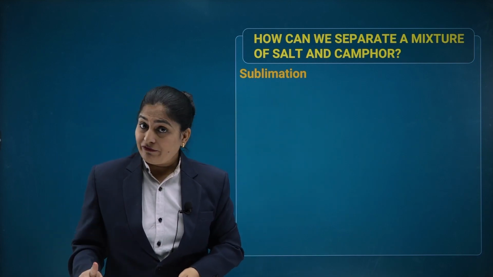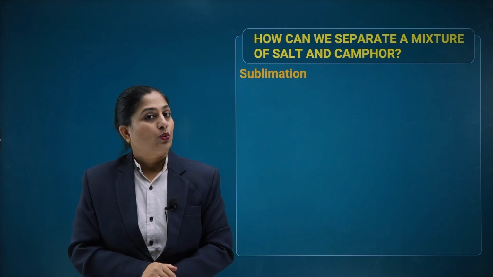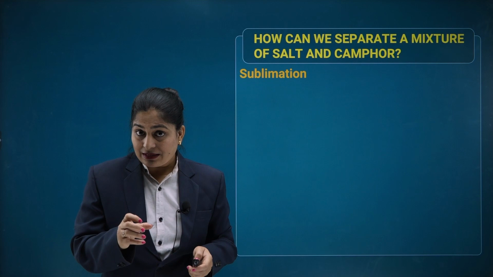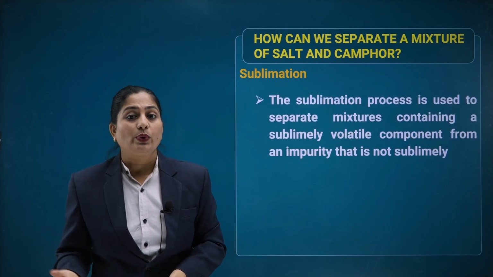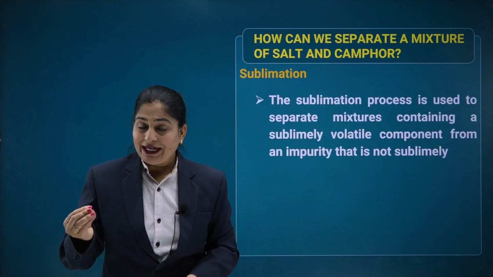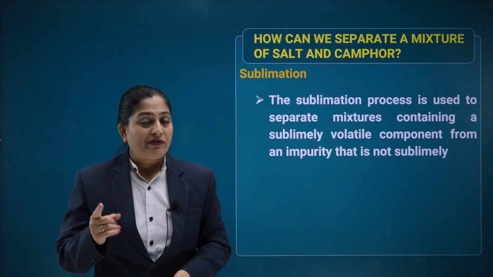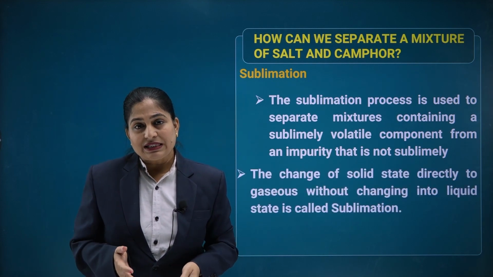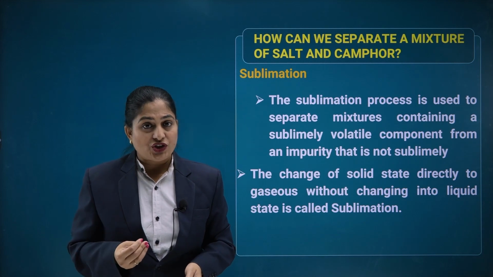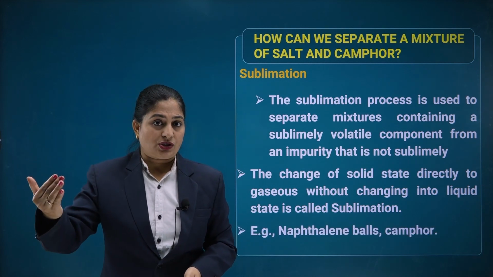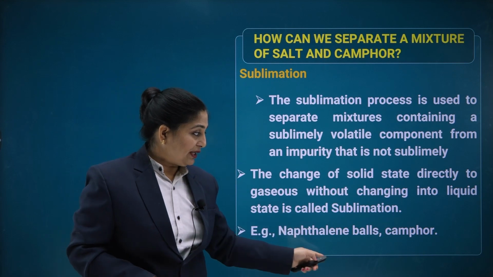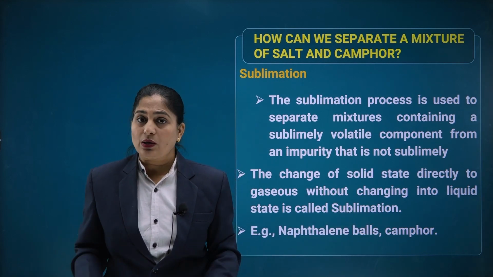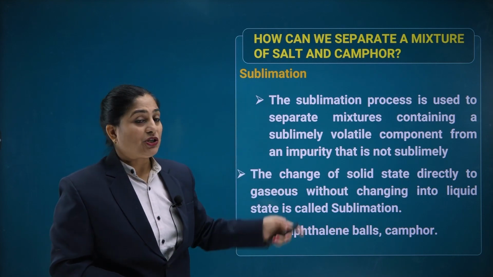We know that camphor is a sublime substance. What is sublimation? Sublimation is when a solid substance directly changes into its vapor form. We call it sublimation. And camphor is one of the good examples of a sublime substance. So we can see that this camphor can directly change from solid to vapor state. And good examples are naphthalene balls, camphor, solid iodine, ammonium chloride. These are good examples of this sublimation process.